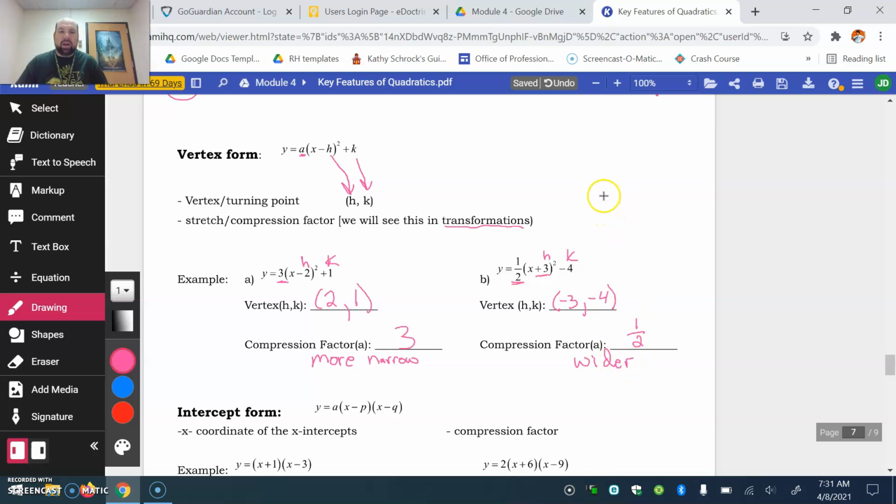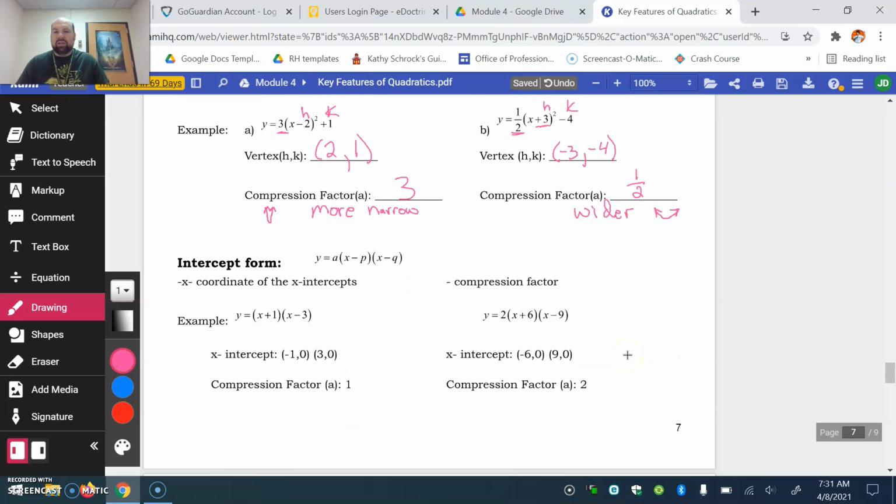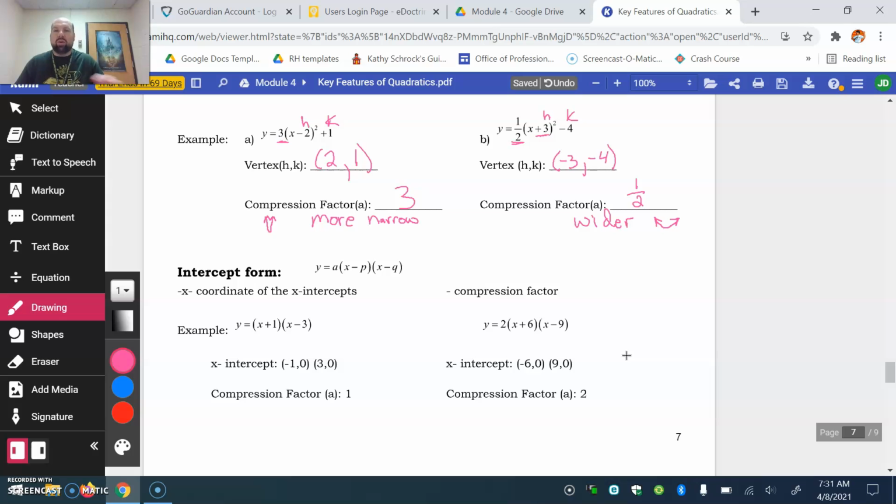Okay, so if a regular parabola looks like this, U-shaped, a more narrow parabola might look like this, almost like a V. And then a wider parabola is going to look like this. Okay? I'm being specific and put my arrows there. So that's what we're talking about with the compression factor. Let's go ahead and take a look at intercept form, although the main focus of the rest of these notes are going to be on vertex form and how we get it in vertex form and things like that.